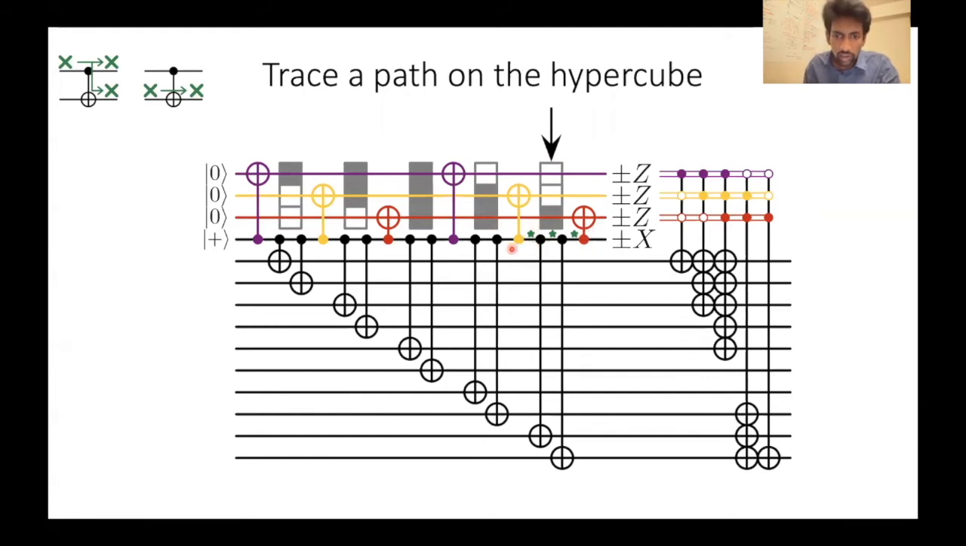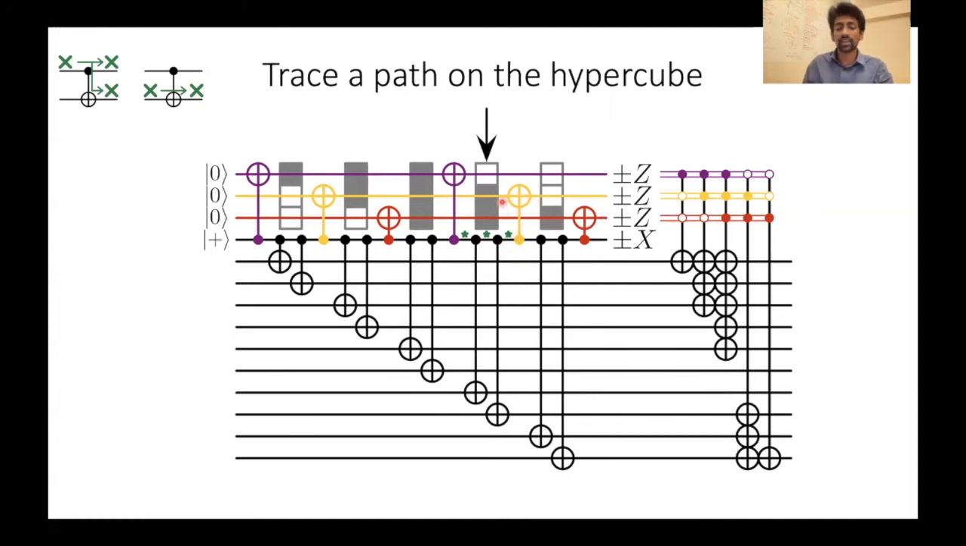What if I have faults occurring just before this yellow CNOT though? Well, in that case, the X error would propagate up into the yellow wire and into the red wire, giving me a flag configuration of 011. So notice here that by applying this yellow CNOT, I've essentially transitioned from the 011 vertex of the hypercube to the 001 vertex of the hypercube. I've moved along an edge of the hypercube.